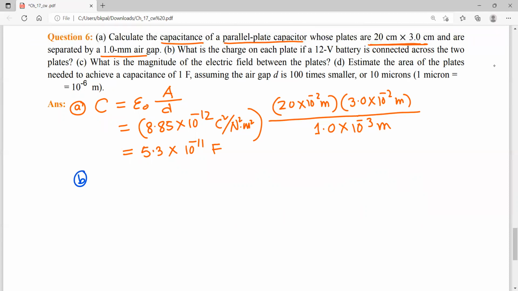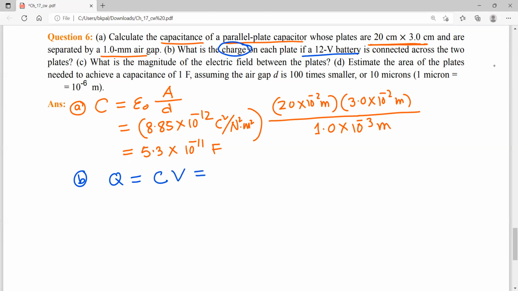All right, so once we know the capacitance, the next one is what is the charge. Now we have to calculate the charge if this capacitor is connected to a 12-volt battery. We have already calculated the capacitance, and we are given the battery voltage. So the charge, if you remember from the theory, is related to the voltage and the capacitance by this equation.